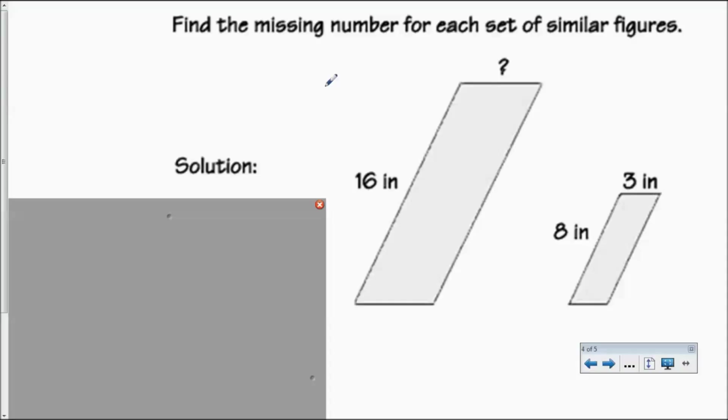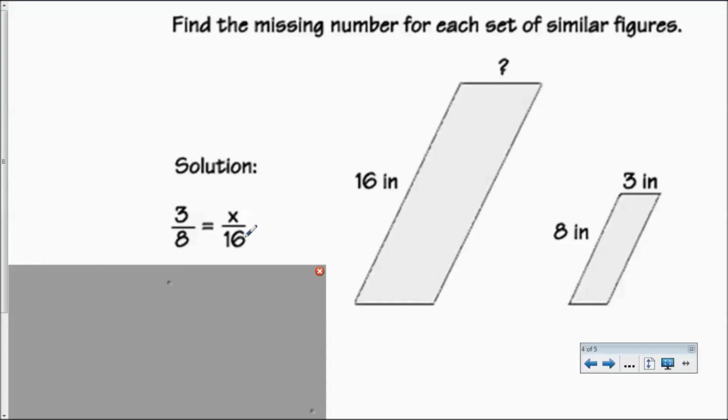So now let's practice this. Let's find the missing number for each set of similar figures. They're telling you they're similar, so that means their angles are congruent and their sides are proportional. The corresponding sides that we have are 16 and 8. You can probably look at it and see that that is half of it, or that the smaller measurements have been doubled. So let's pretend that's not quite so easy. Set it up as a proportion. Notice that they have 3 and x on top. Those are the small sides. So I have the small side on top of 16 and 8, which are the large sides.